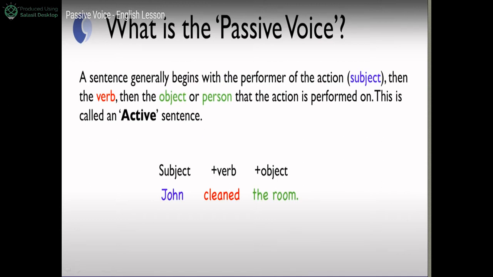We are going to start with the first grammatical topic, which is the passive voice. We are going to take a look at when do we use the passive voice. Then we are going to have a look at how to formulate the passive voice.